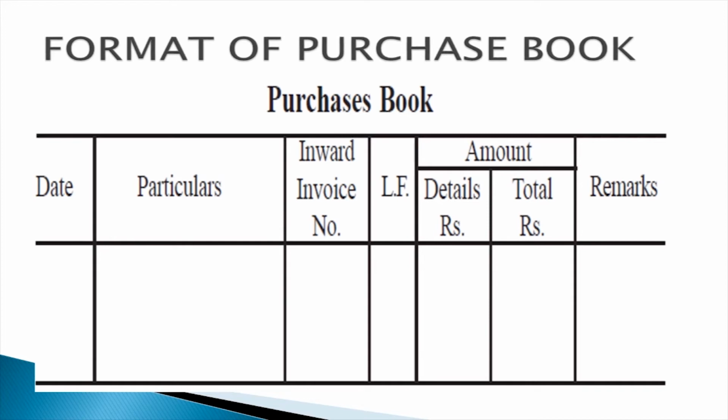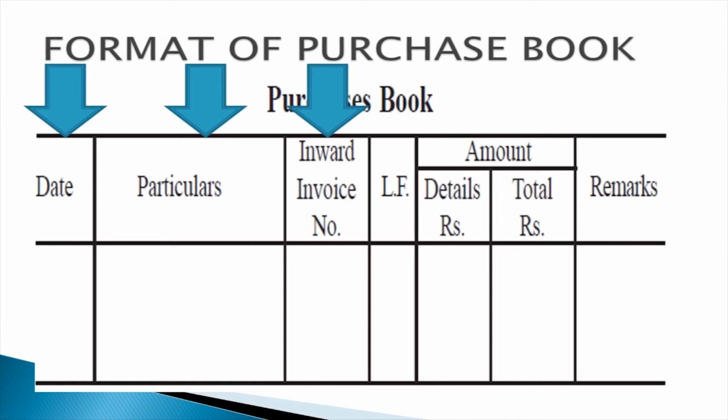First one is date column. It represents the date on which the transaction took place. Next is particulars. This column includes the name of the seller and the particulars of goods purchased. Next one is inward invoice number column. It reveals the serial number of the inward invoice. LF column. This column shows the page number of the supplier's account in the ledger accounts. LF stands for ledger folio.